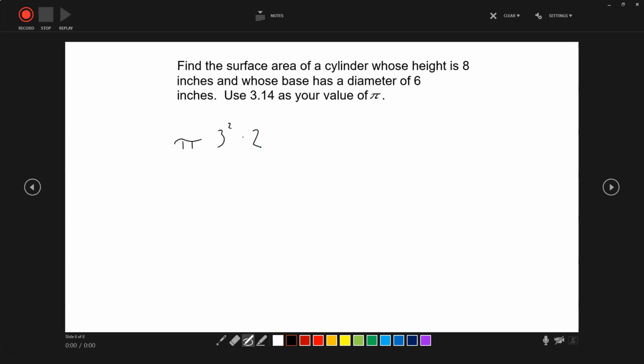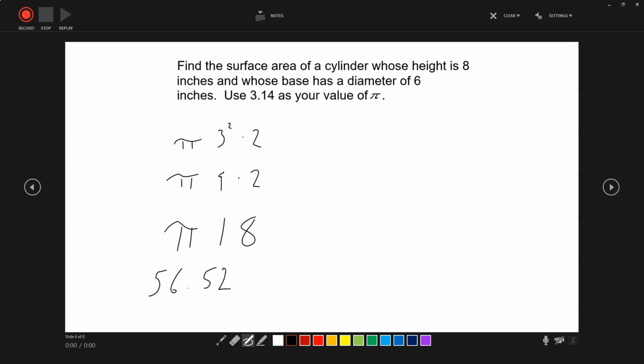All right, so we can do the easy one. 3 squared is 9. We can bring the other numbers down there. 9 times 2 is 18. Let's bring down pi times 18. 18 times pi, if you get your calculator out, is 56.52. All right, we have our circles.